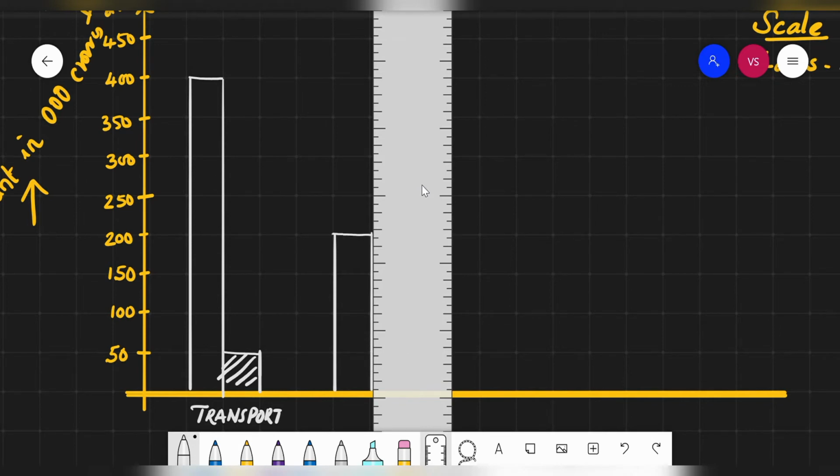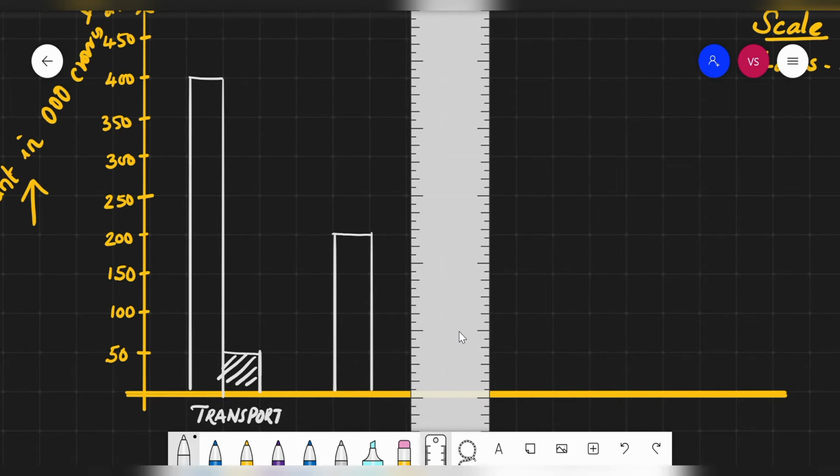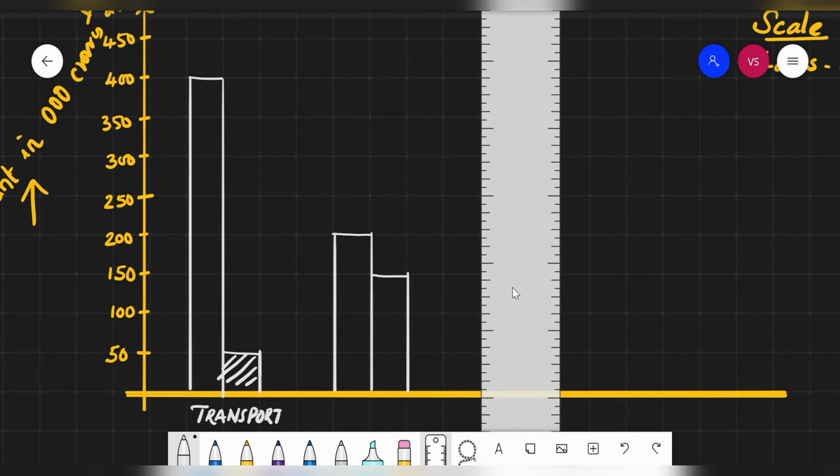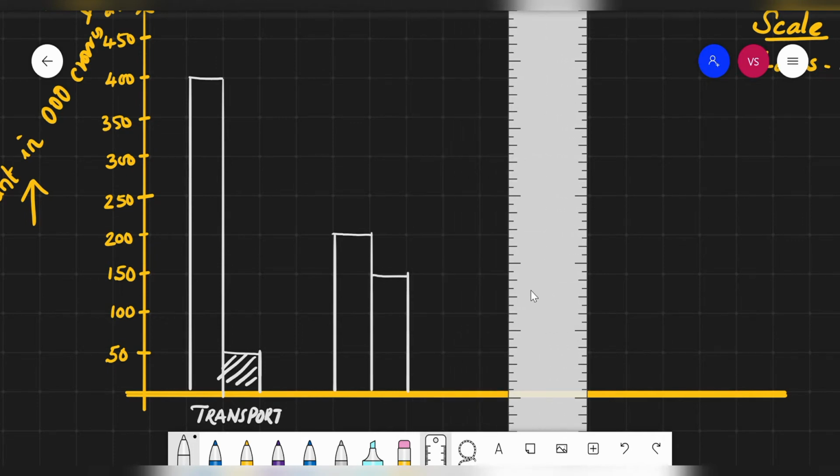Okay, then the state government has allocated just 150. See, side by side, I have placed the bar, students. So I'm just keeping it aside. And again, this same, what did I do? I just put crossbars here.